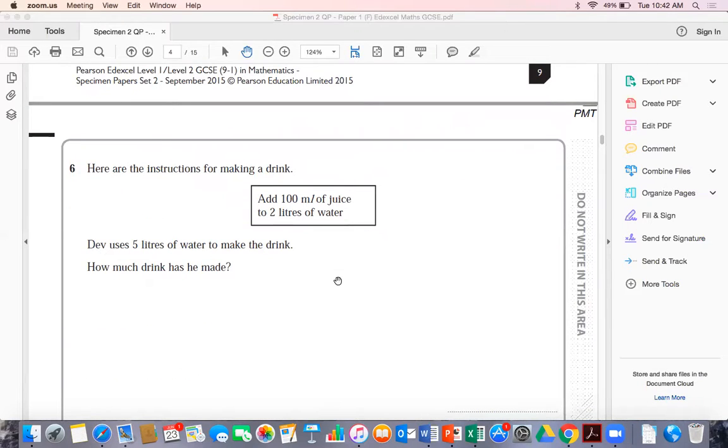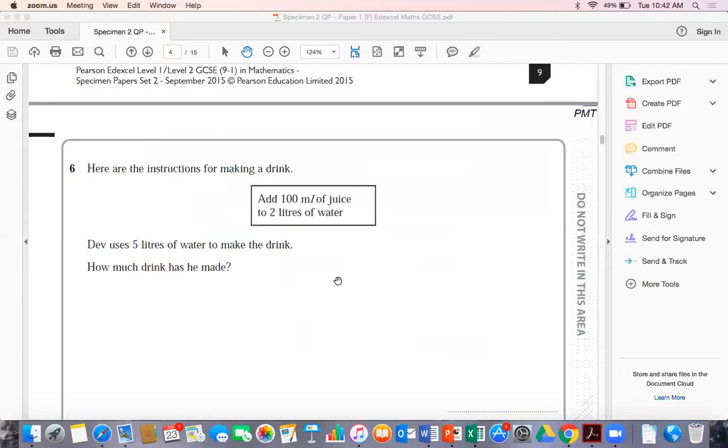Here are the instructions for making a drink. Dave used 5 liters of water to make the drink. How much drink has he made? So my answer is 2.5 of a drink. Okay. What else? The answer is 5,250 ml.